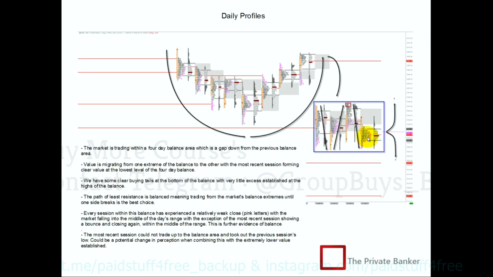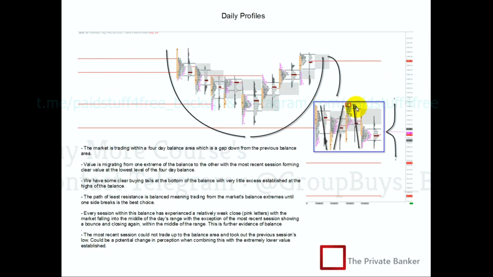We have some clear buying tails at the bottom of the balance, with very little excess established at the highs of the balance. So what is that telling us? It's saying that, okay, yeah, the market gapped down, but we're balancing now. But every time we test the lower end of this extreme, we see buyer reaction there. And then when we trade to the high end, there's just no follow through quite yet.